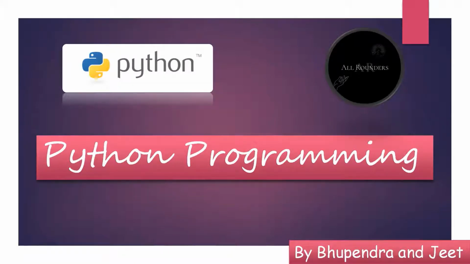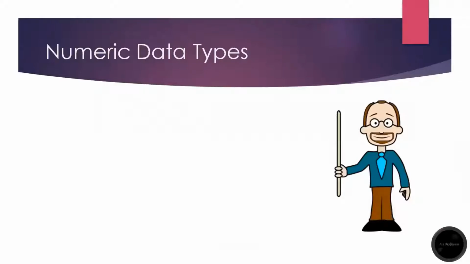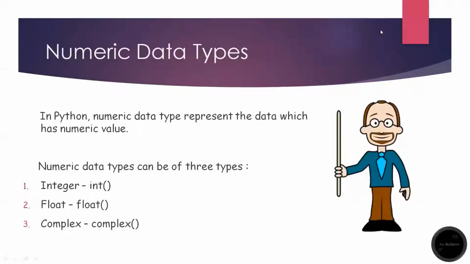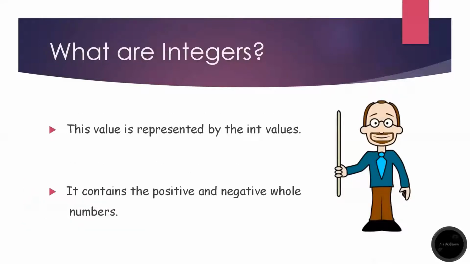So guys, I'll be telling you about the numeric data types, and then after that, Bhupendra will be telling you about the string data types, and I'll be explaining through the implementation. So guys, what are numeric data types? In Python, numeric data type represents the data which has numeric value. Numeric data types can be of three types: integer, float, and complex. Firstly, we'll study about the integer data type. What are integers? Integers contain the positive and negative whole numbers in Python, and this value is represented by the int values.